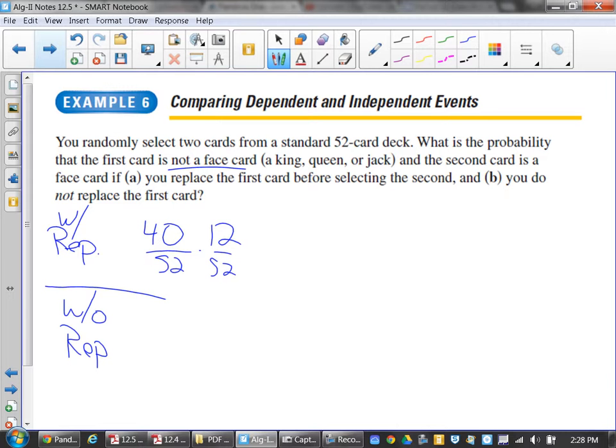It's subtle. The percentages change just ever so slightly. How many are not face cards? 40 out of 52. Now, given the fact that you've already taken one card out, what's the probability of getting the face card then? 12. That's all it is, guys.